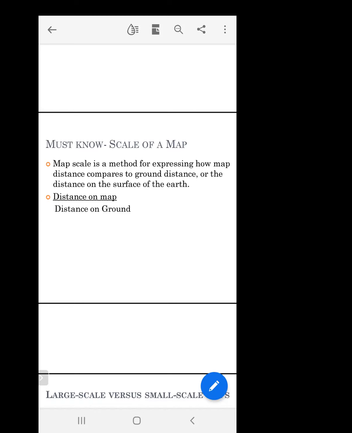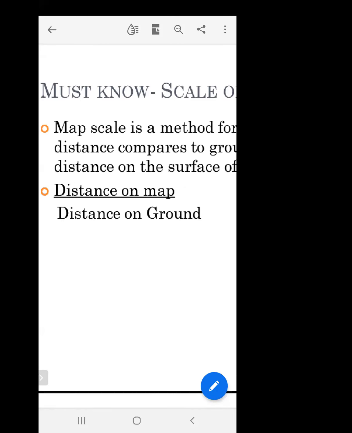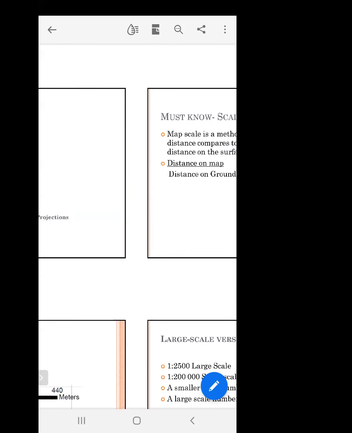Are you okay? So there's a formula. What you are looking at here is a formula that wasn't well written because it was generated with PowerPoint. Distance on a map divided by distance on the ground. That is what map scale is. So it's really a ratio. So at the end of the day, we have different types of map scale.